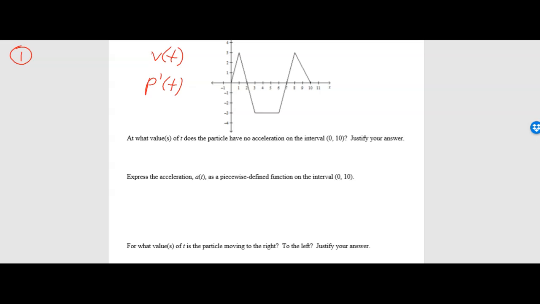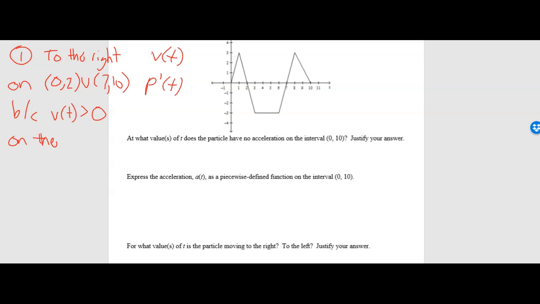Wherever v of t is positive, that means that the velocity is positive and the particle is moving to the right. So we'll say to the right, on the intervals, and I'm going to use parentheses and brackets for my notation here. Moving to the right from 0 to 2, not including 0 and 2, union 7 to 10. So in those two intervals, the particle is moving to the right because v of t is greater than 0 on these intervals.